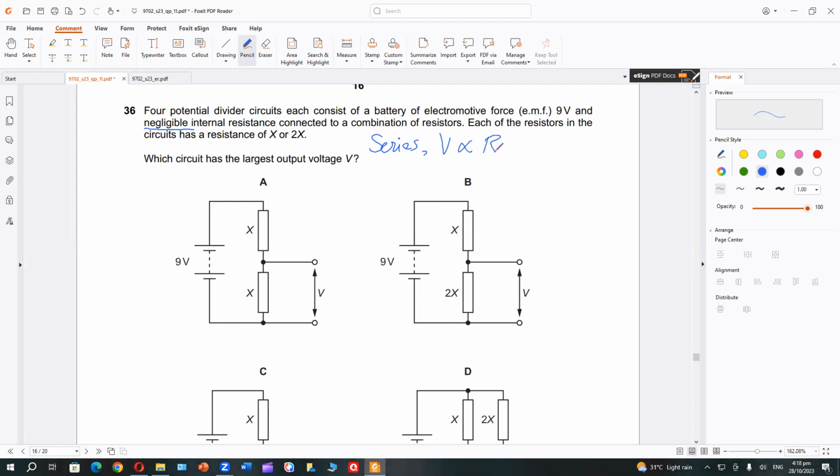So if I start my working, it's 9 volts. In the first case it will be 4.5, and 4.5. Here it is X and 2X, so the ratio is 1:3. I will take 2/3 into 9. Using the formula, I will get 6 volt.